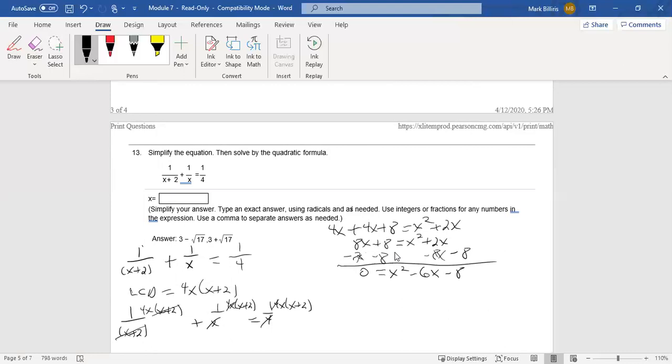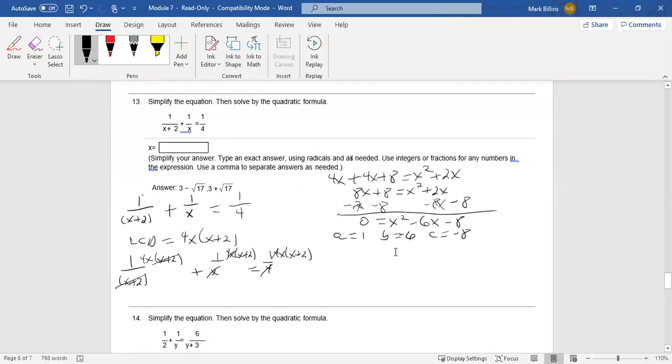So what I'm going to do now is use the quadratic formula to solve. So in order to do that, I identify my a, b, and c. So in this case, a is 1, b is -6, and c is -8. So I'm going to plug that into the quadratic formula.